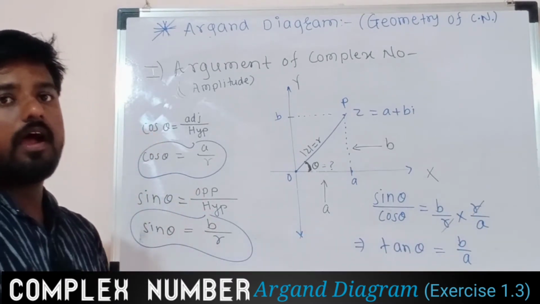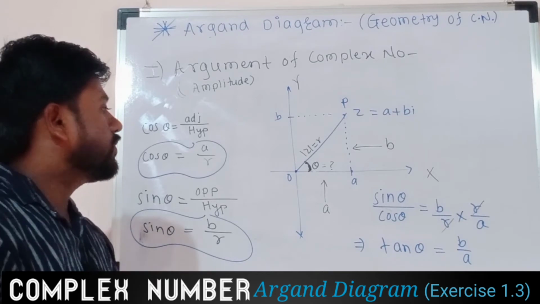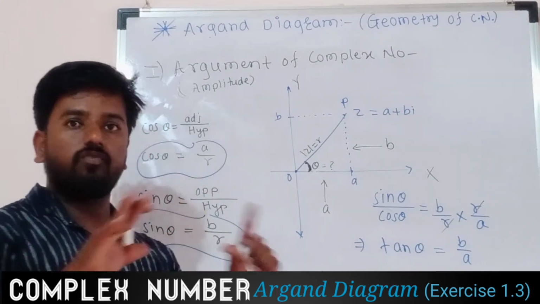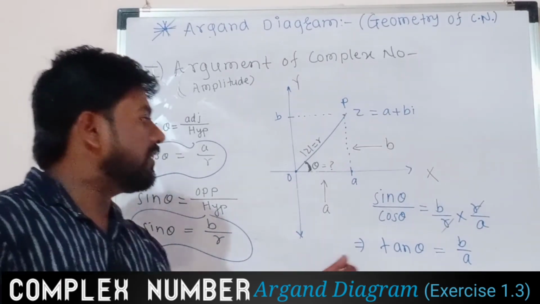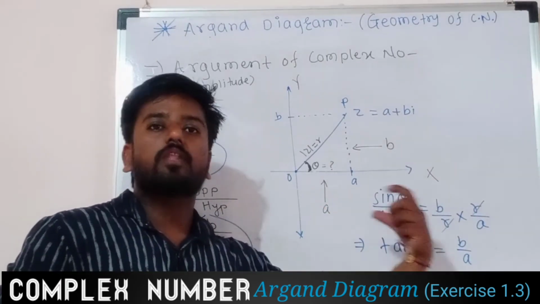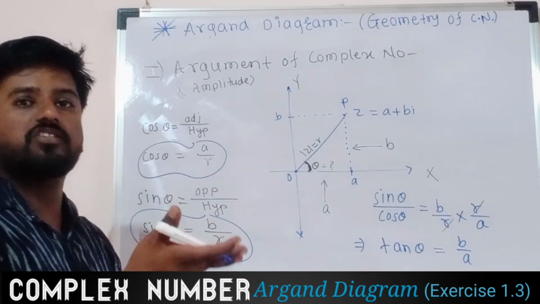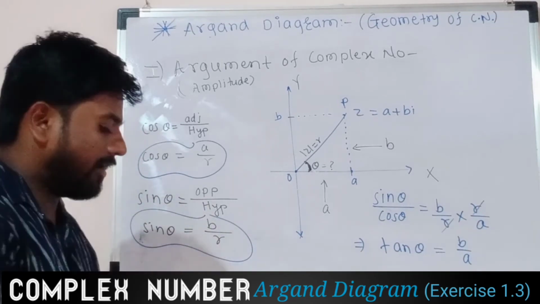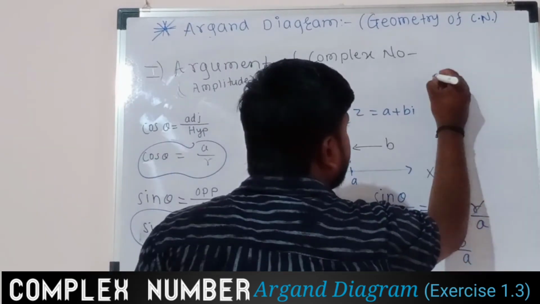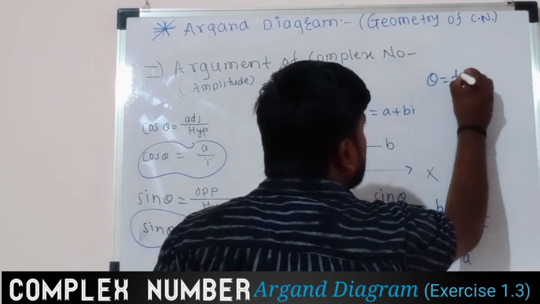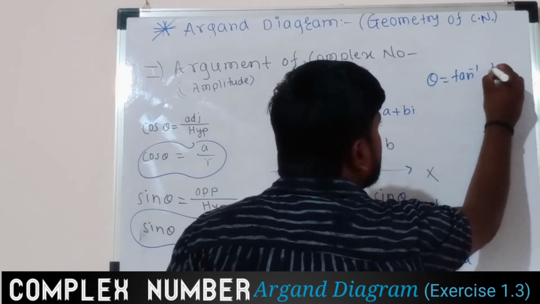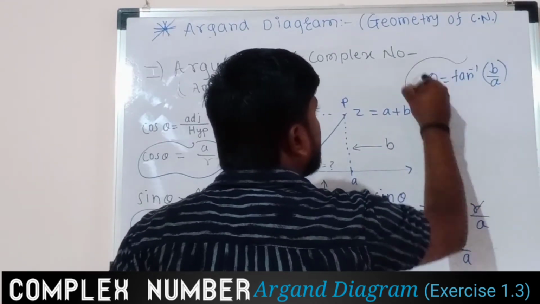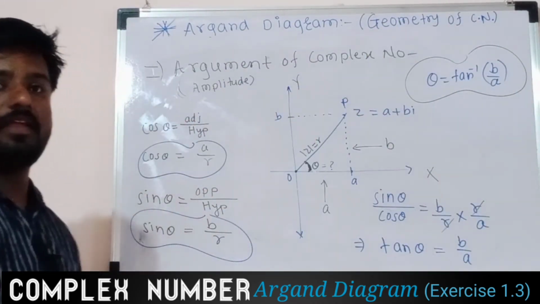Now students, I want theta only, right? So what will be theta? Here tan is a straightforward function. I will transfer this tan to the right hand side, and it will become the inverse function, right? That is, theta equals tan inverse b upon a. So I will write here theta equals tan inverse b upon a.